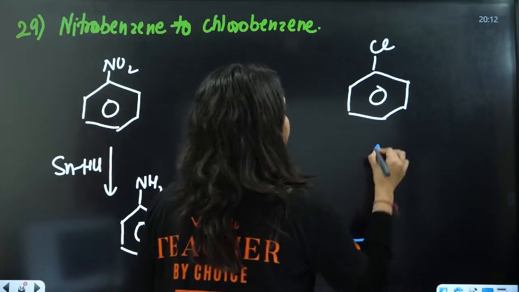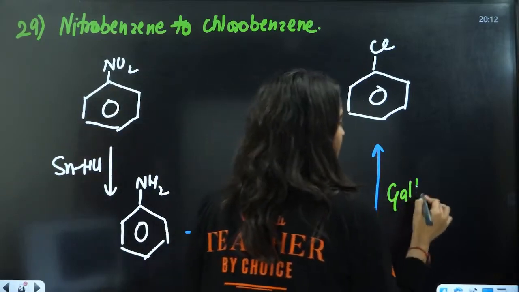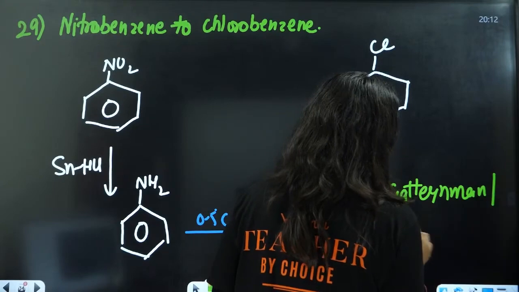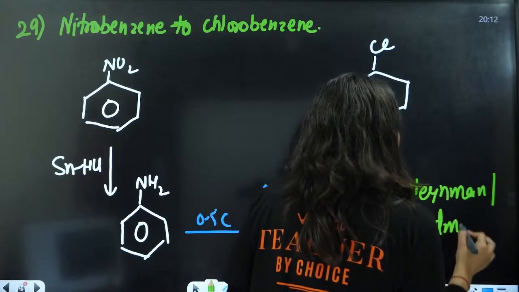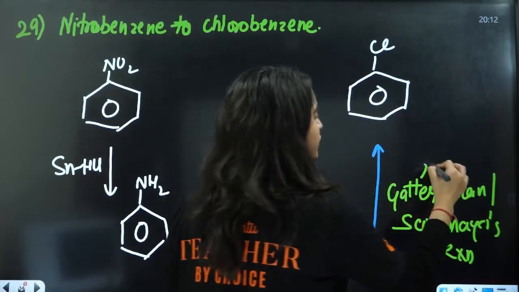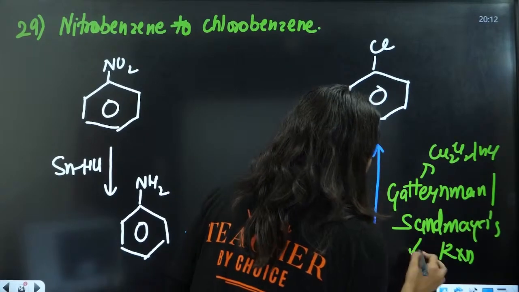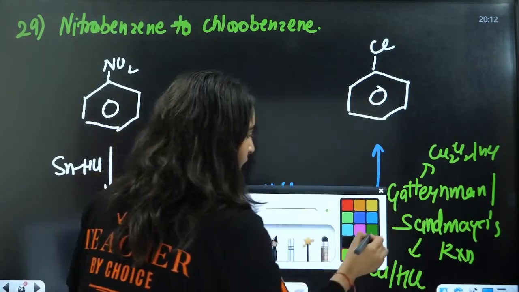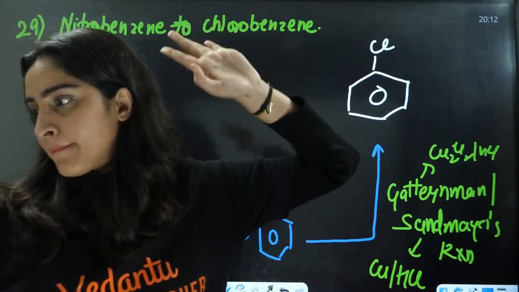And after that, you can do this either by Gattermann reaction, or you can do this by Sandmeyer's reaction. Here you will use Cu2Cl2/HCl, and here you will use copper powder/HCl, right? And you will have chlorobenzene, right, everybody?